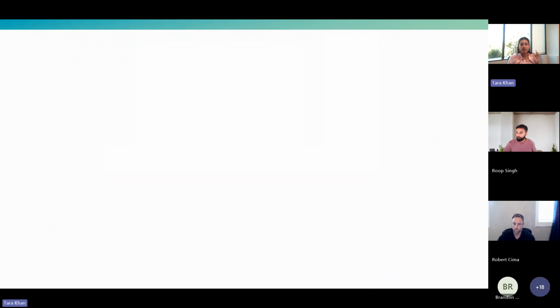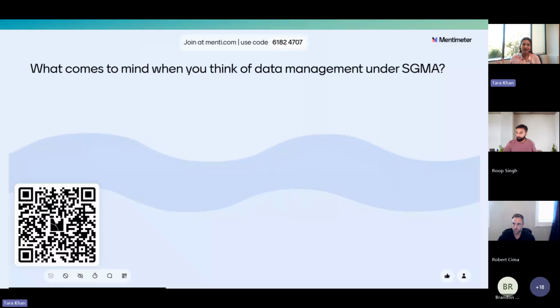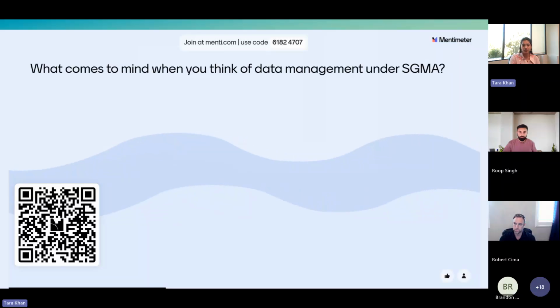I wanted to get started before we go into data management under Sigma. I'm hoping we can do a bit of a poll here or a question. What comes to mind when you think of data management under Sigma? You can use the QR code over here to scan that in, or you can join at menti.com and use the code on the screen. So I'm going to give just a minute to get everybody's answers here.